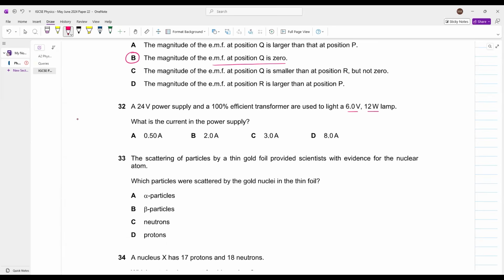What is the current in the power supply? Okay, so you have to calculate the current in the power supply. How are you going to do that?